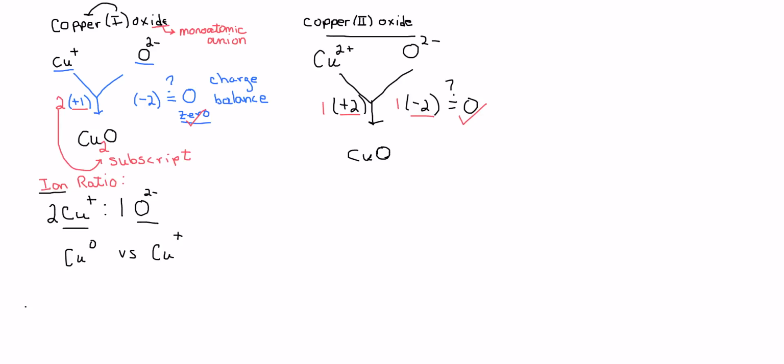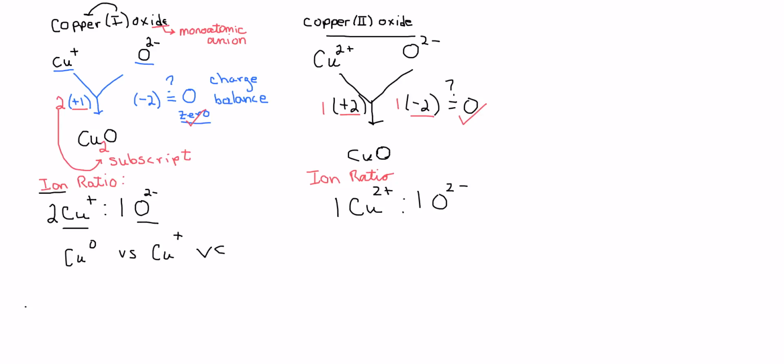My ion ratio, let's write it. Can you write it without me? Let's see. How many copper 2s do I have? I have 1 Cu2+, and I have 1 O2 minus, or oxide. So let's just finish our little line here. I have different varieties of copper, don't I?